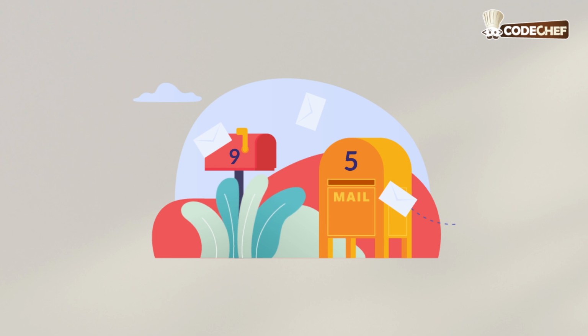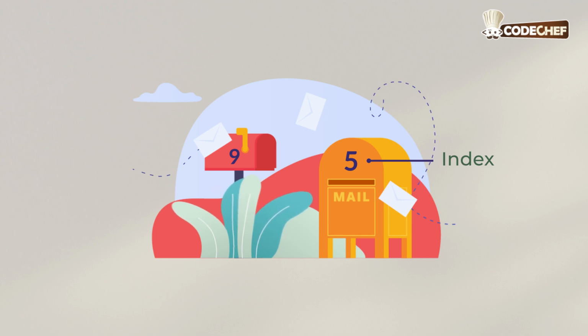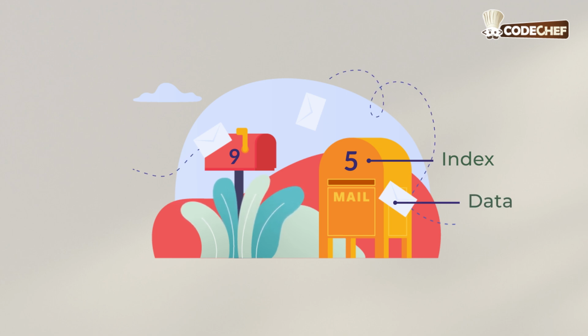Think of an array like a row of mailboxes in an apartment building. Each mailbox has a number, we call this an index. And each can hold a letter, or in our case, data. Just like that, you can quickly find apartment number 5 without checking all the others. You can directly access any element in any array.